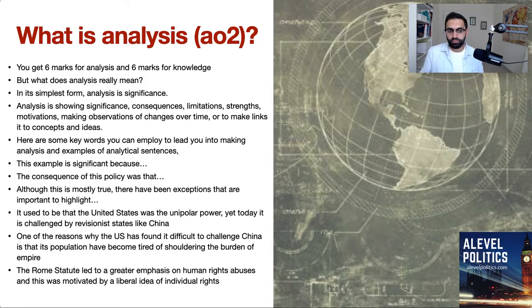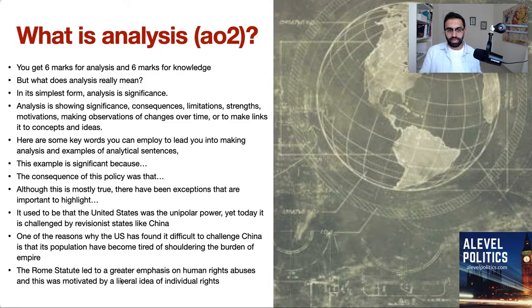One of the reasons why the US has found it difficult to challenge China is that its population have become tired of shouldering the burdens of empire, right? So motivations, given the reasons why the US finds it difficult to fully challenge China today, and that's because of its domestic problems. And Joe Biden has recognized that himself. How are we going to export democracy to others if we can't have a perfect democracy at home, right? So again, that's a good example of analysis.